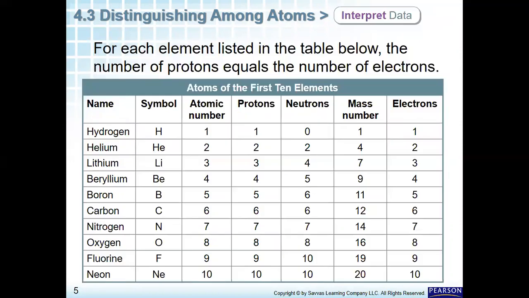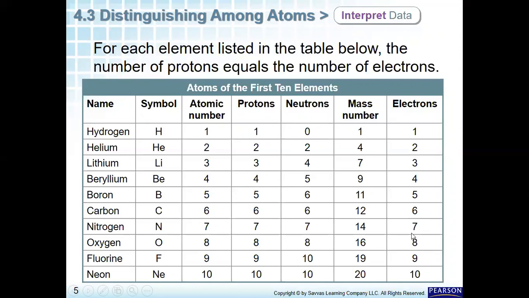For example, hydrogen has atomic number 1, so the number of protons will be 1, and it's neutral, so the number of electrons will be 1 too. On the other side, helium has atomic number 2, so the number of protons will be 2, and also the number of electrons will be 2 because helium is in the form of a neutral atom. Let's take oxygen here. We have atomic number 8, and the protons will be 8, and the number of electrons will be 8 as well.